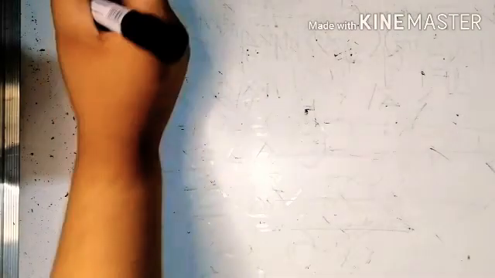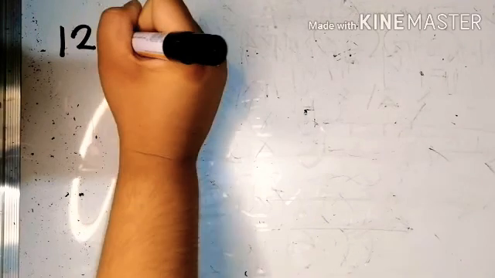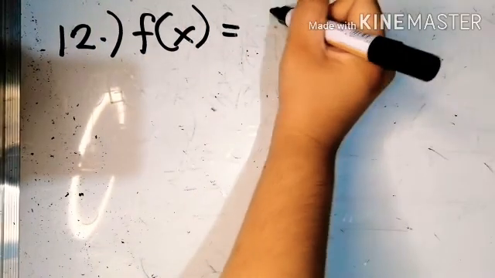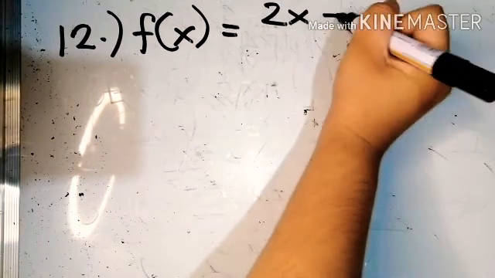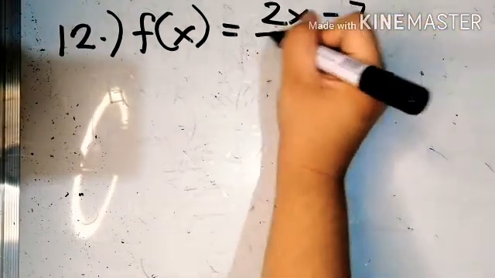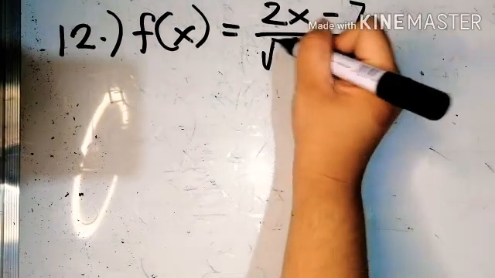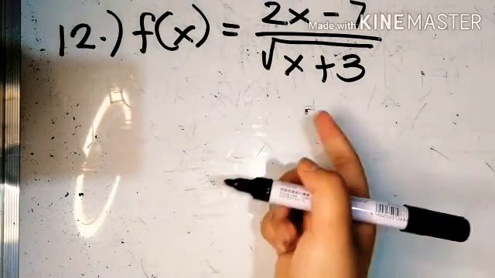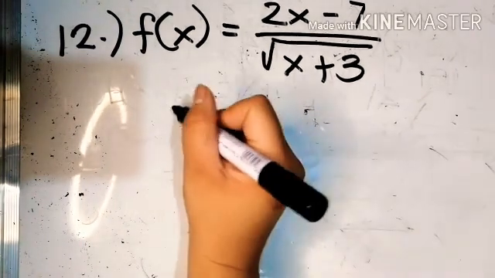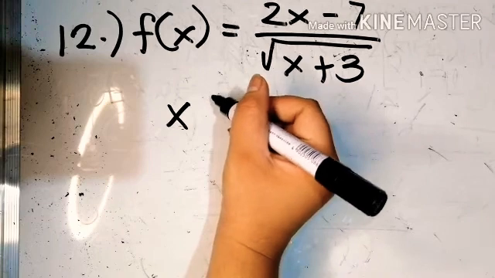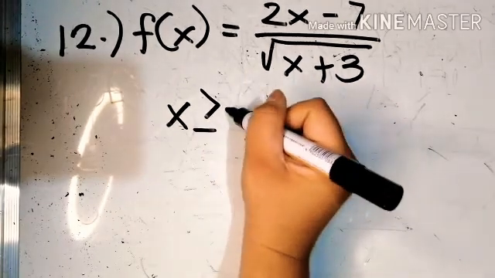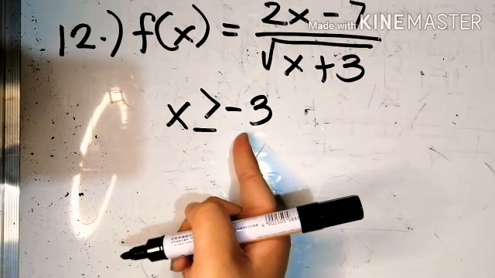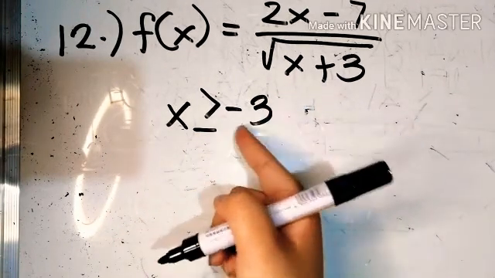So, let's try the combination of rational and radical. Ibig sabihin siya, fraction na may radical sign. So, we have f of x is equal to 2x minus 7 all over square root of x plus 3. Sabi nga natin, bawal yung 0 sa baba kapag rational. Then, kapag radical, okay lang maging 0, pero bawal maging negative. So, kapag sa radical, x can be greater than or equal to negative 3.